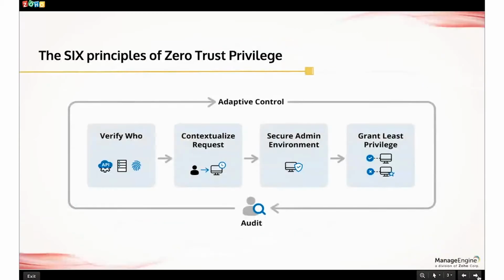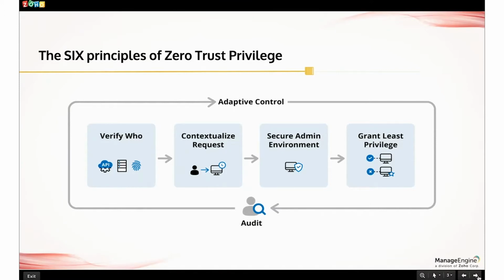A zero trust privilege approach helps enterprises grant least privilege access based on verifying who is requesting the access, the context of the request, and the risk of the access environment. By implementing least privilege access, zero trust privilege minimizes the attack surface, improves audit and compliance visibility, and reduces the risk, complexity and cost for the modern hybrid enterprise.